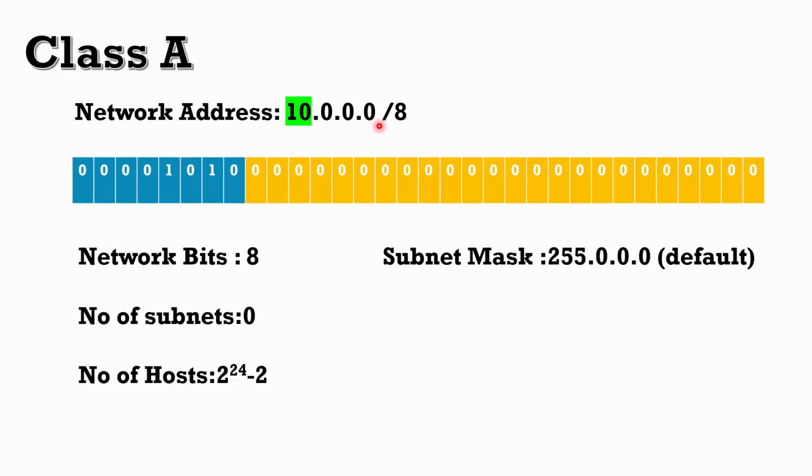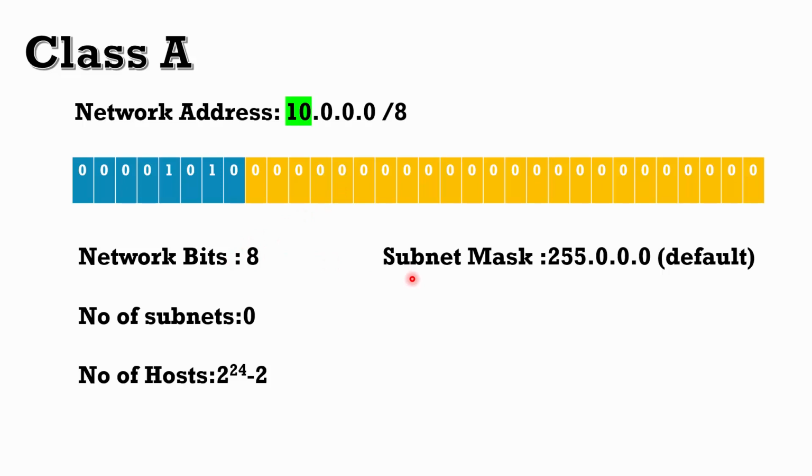So this is a class A network, and the network address we have here is 10.0.0.0. And the default subnet mask of a class A address is 8 bits. So here I have marked 8 bits in blue color and the rest of the bits in yellow color. That means these blue color bits are the network bits and these yellow color bits are the host bits.